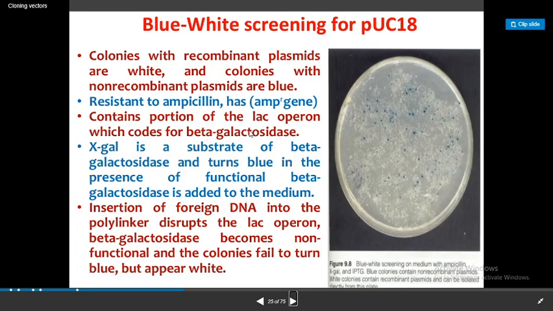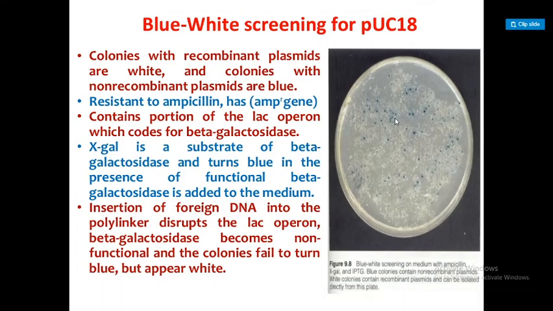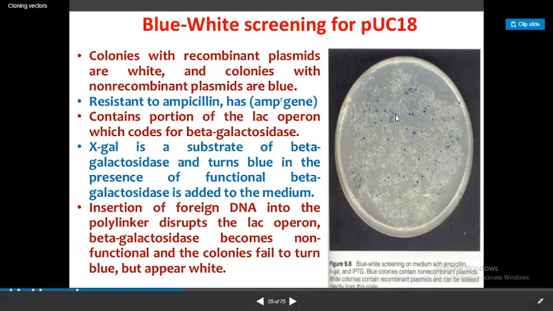Okay, now we will move to blue and white screening. What is blue color and what is white color? In this petri dish you can see white areas and blue areas. If there is a white area, there is a recombinant plasmid. That is, there is some change happening in the plasmid. But what about blue color? There is no recombinant. It remains the same as it was earlier.